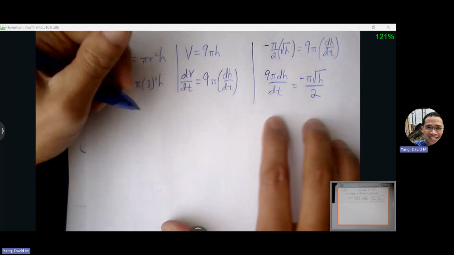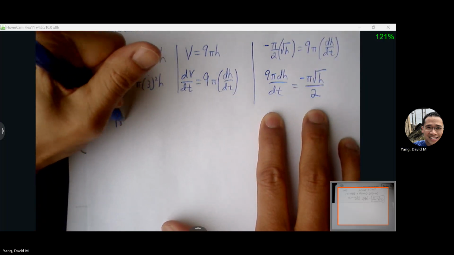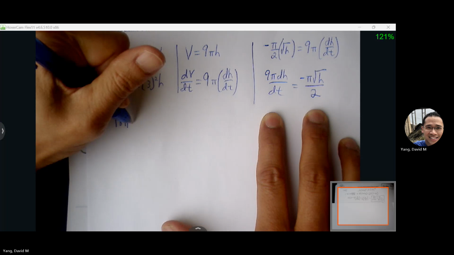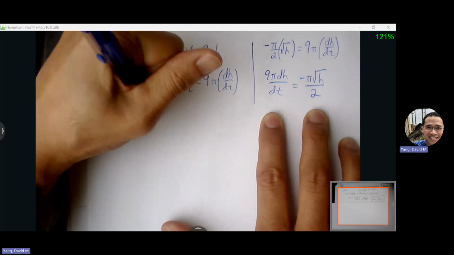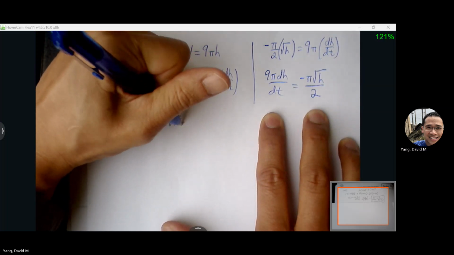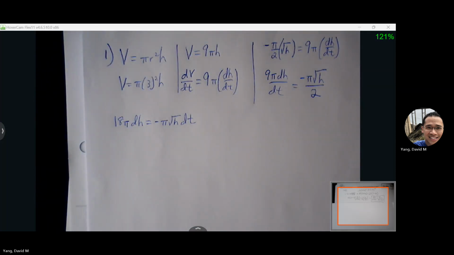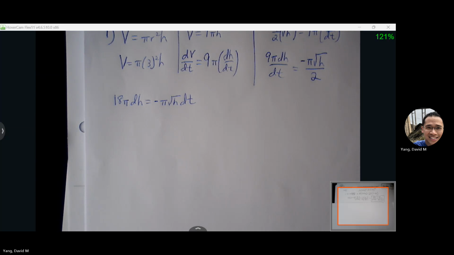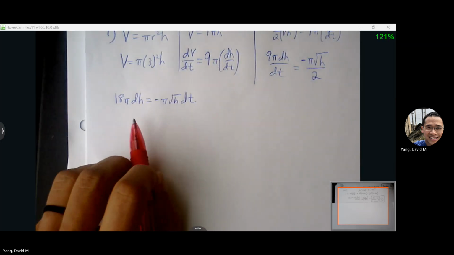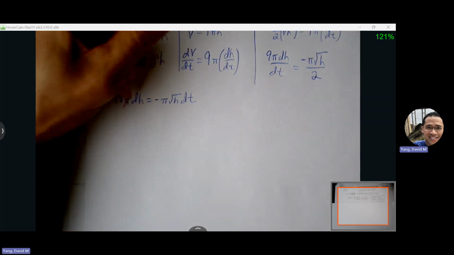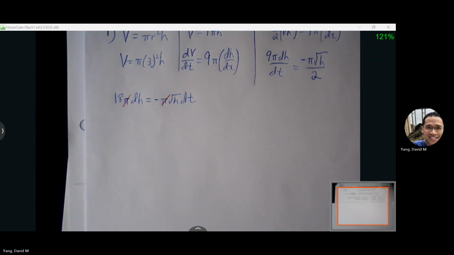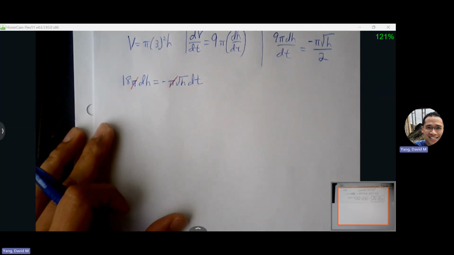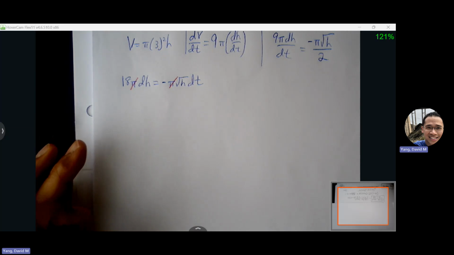Okay, let's see what that looks like. Cross multiply. We can get the pi's to cancel out, right? And if we want to group our variables together, we can have our h's on the left side and everything else on the right side.